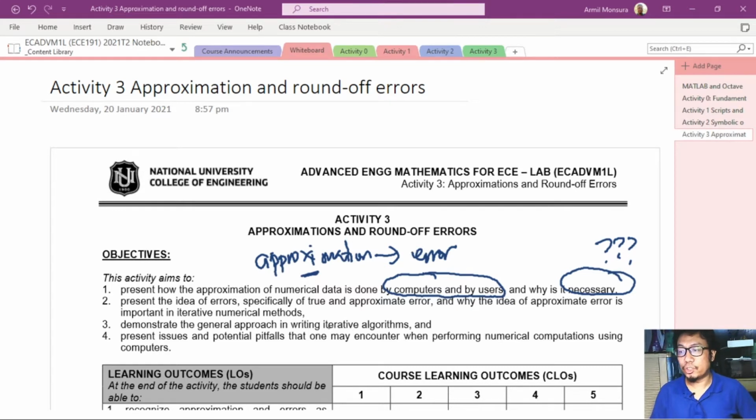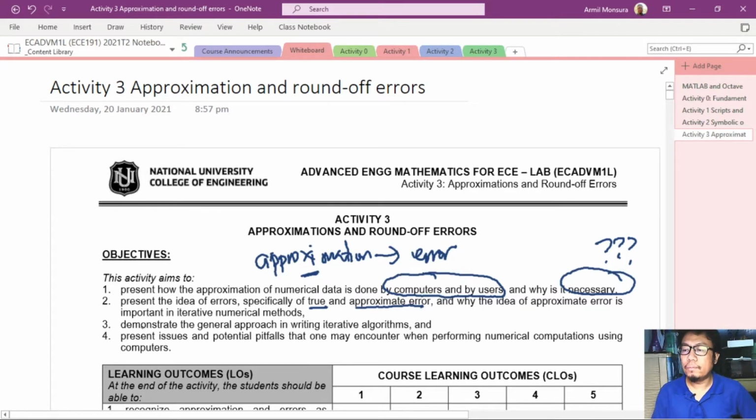We'll try to study sources of error. Where does the error come from? How does it manifest in the results? And then we will study what are called true and approximate error, which are criteria in saying how close the answer is to a reference or a benchmark quantity which is under consideration.